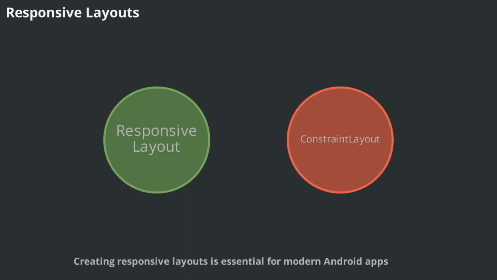Creating responsive layouts is essential for modern Android apps. Jetpack Compose makes this easy with modifier functions like fillMaxWidth, fillMaxSize, weight, and wrapContentSize. These allow composables to adapt to available screen space. ConstraintLayout enables complex responsive layouts by defining constraints between elements. BoxWithConstraints lets you access screen constraints and create conditional layouts based on size or orientation. WindowSizeClass categorizes screen sizes, making it simple to switch layouts for different device types.